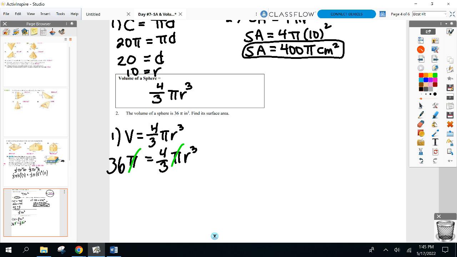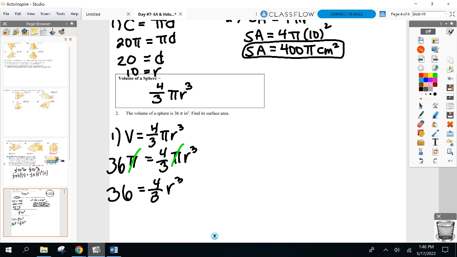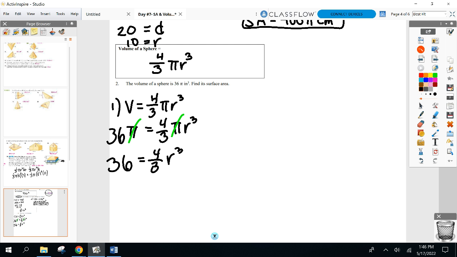What's your next move then? 36 equals 4/3 r cubed. Your next move? Divide by 4/3? Because if I multiply by 4/3, they won't cancel. I could divide by 4/3, or I could multiply by the reciprocal, 3/4. Yep, divide by 4/3 or multiply by 3/4. I can do either. r cubed equals 27.